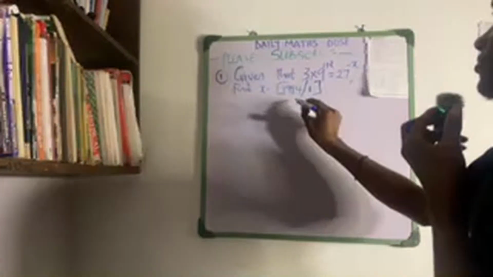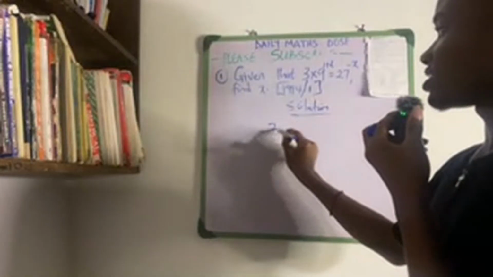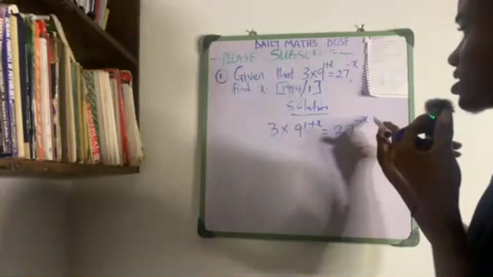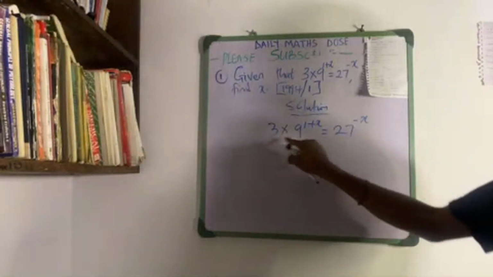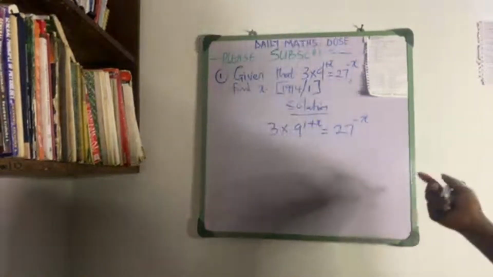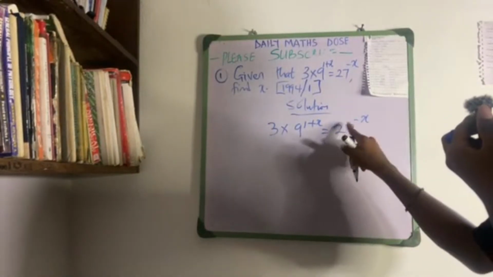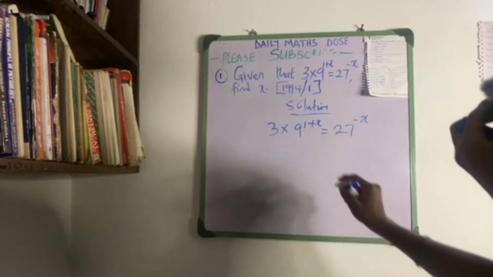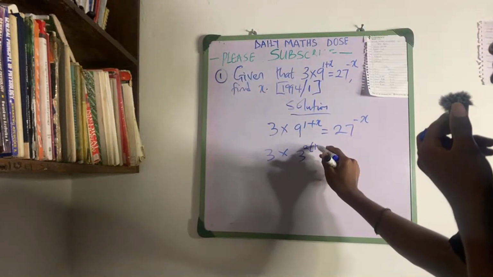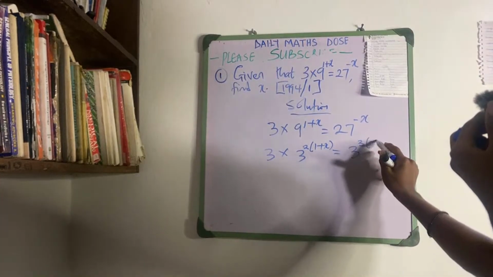So let's solve. 3 times 9 raised to power 1 plus x is equal to 27 raised to power minus x. If you notice, the bases are powers of 3. This is 3, this is 3 raised to power 2, and this is 3 raised to power 3. So we have 3 times 3 raised to power 2 into 1 plus x equal to 3 raised to power 3 into minus x.